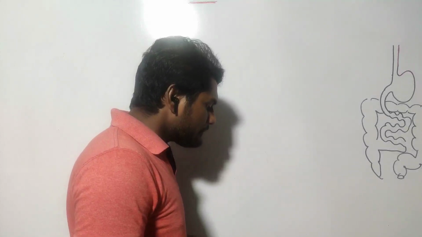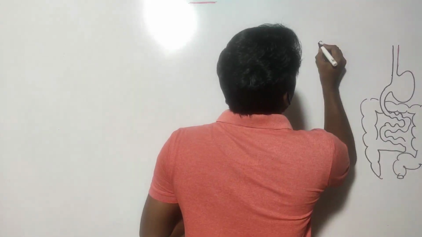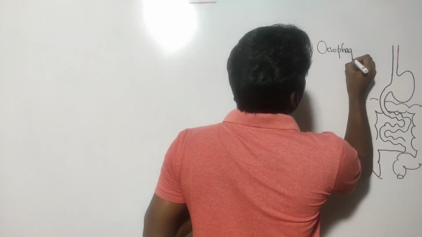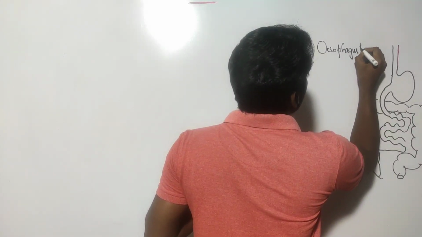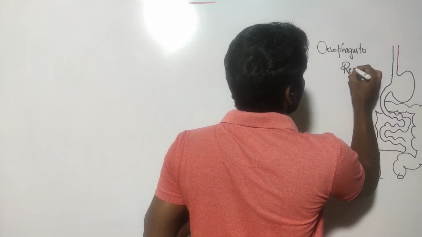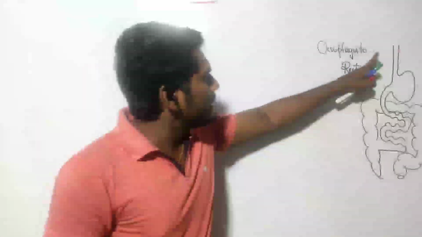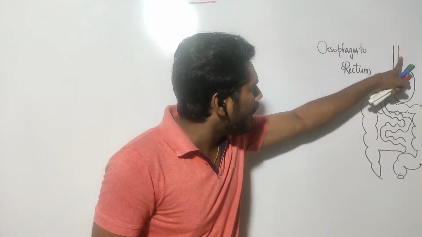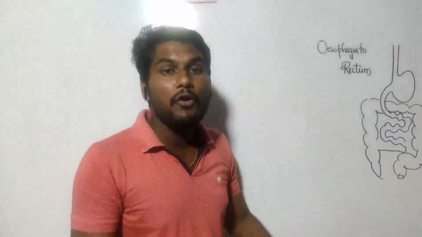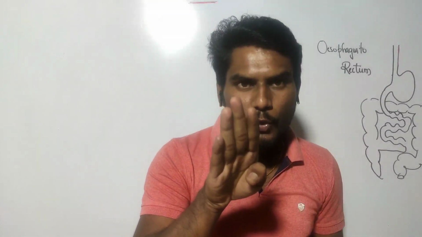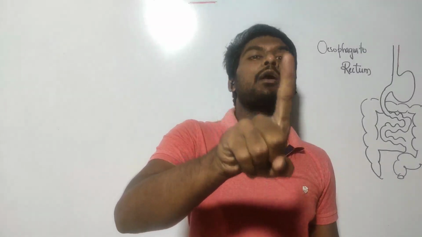So from esophagus to rectum, the wall of alimentary canal is made up of how many layers? 4 layers are present. But all 4 layers are what happened? Fused. Because of fusion of all those 4 layers, they appear like one layer.